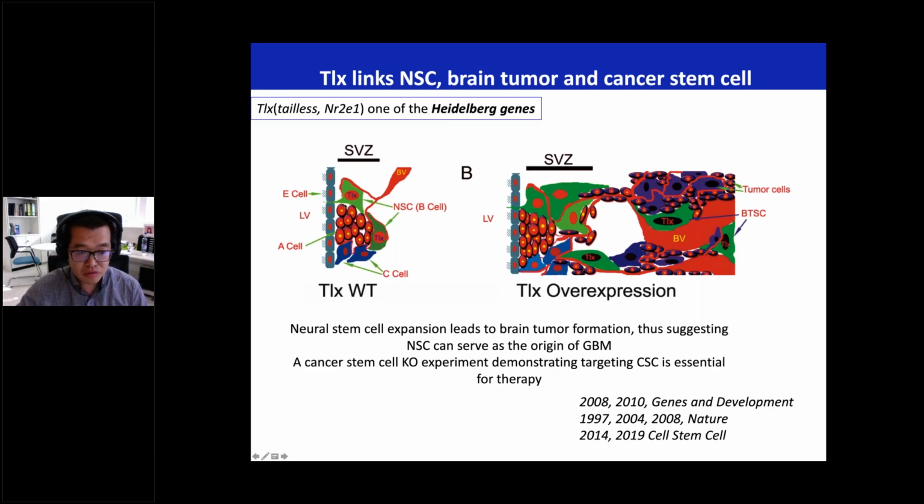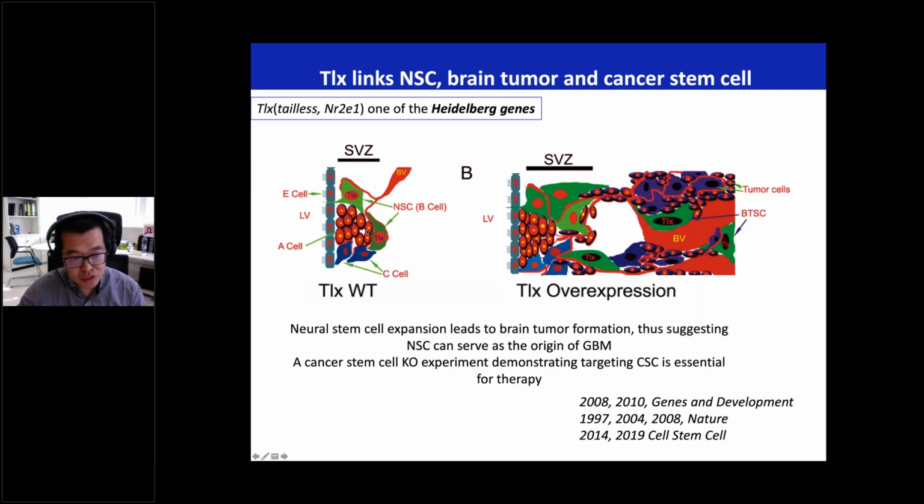Later it was found that this gene, Tailless, in mammals is only expressed in the brain. We have seen that in the subventricular zone, the so-called adult neural stem cell area, and also in the subgranular zone in the hippocampus, Tailless is expressed by stem cells in this area, not by progenitor cells.